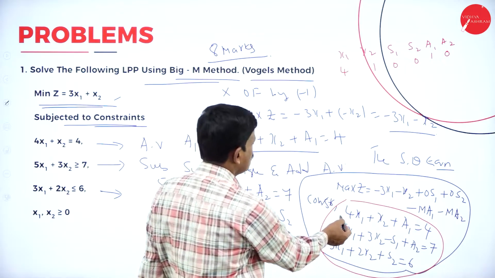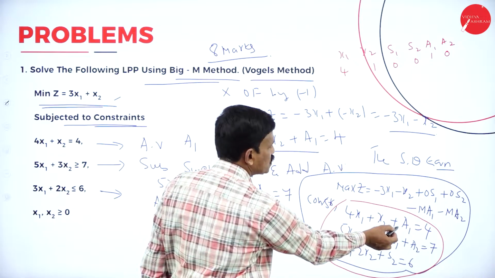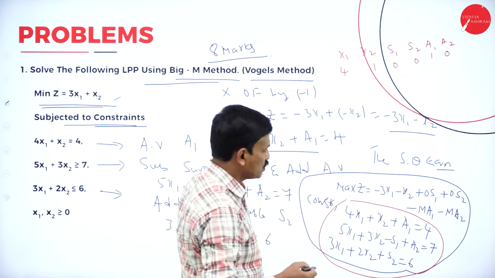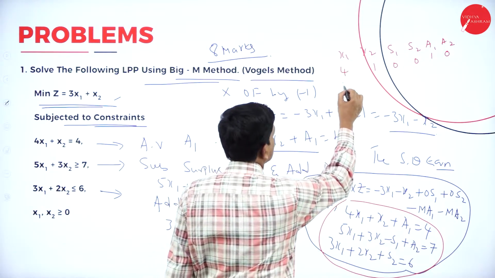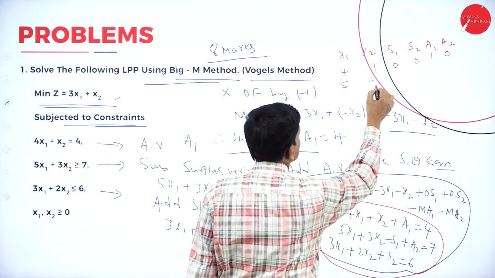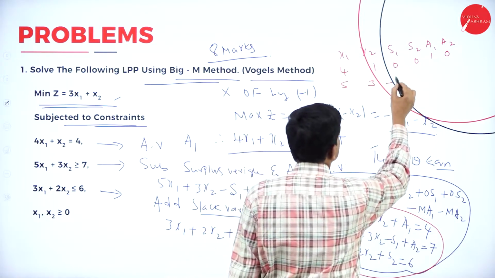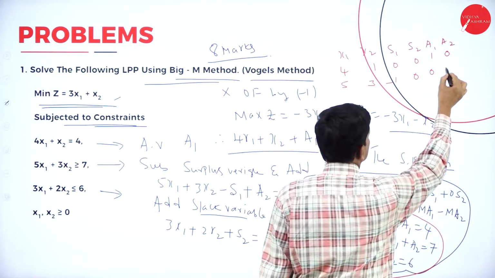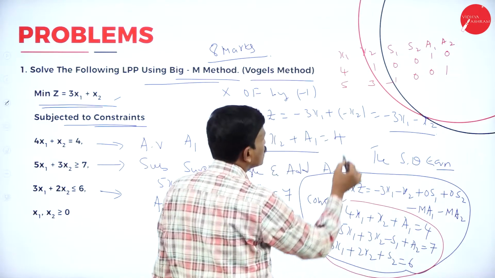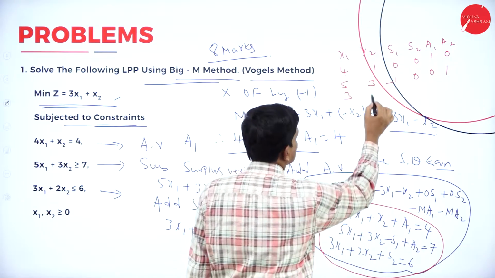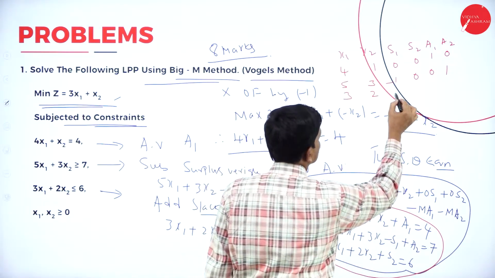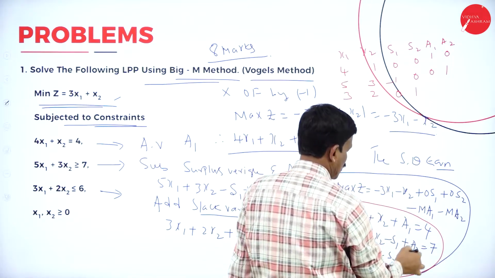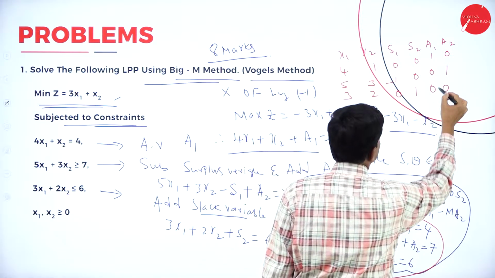For the first constraint, x1 is 4, x2 is 1, the coefficient of s1 is 0, s2 is also 0, a1 is 1 and a2 is 0. For the second equation, the coefficient of x1 is 5, x2 is 3 and s1 is -1, s2 is not there, a1 is also not there, a2 is 1. For the third equation, x1 is 3 and x2 is 2, the coefficient of s1 is 0, s2 is 1 and a1 and a2 are not there.